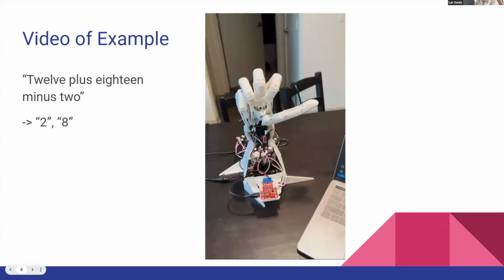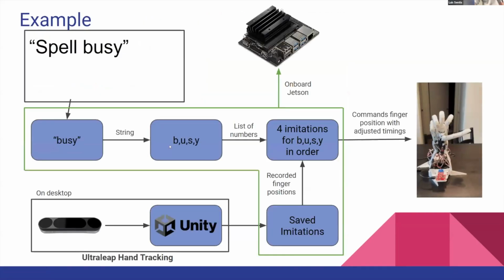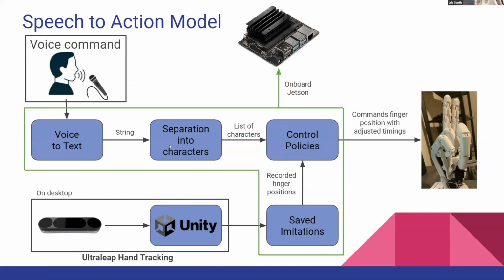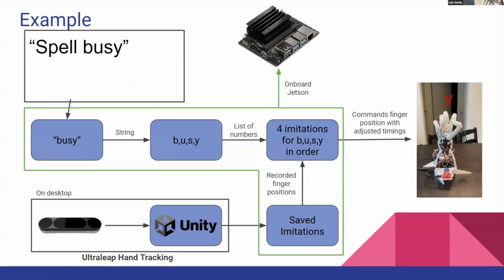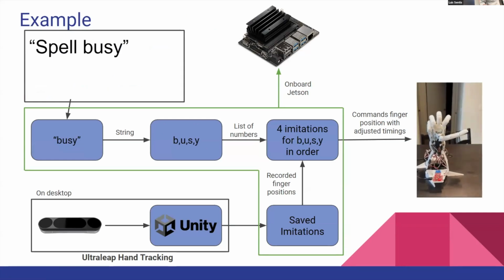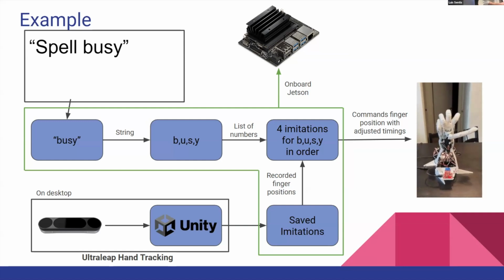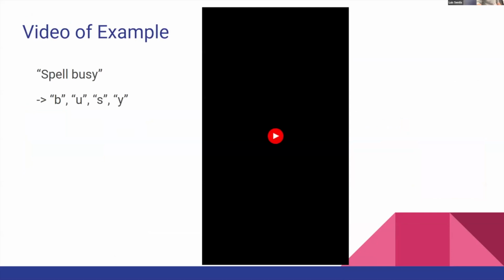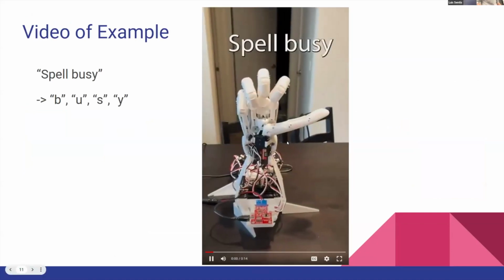The other model we had is the spelling. This is similar to the calculations, slightly different. Basically, we say spell and then a word. It separates the word into distinct letters, and then there are imitations for each of the letters. The letters are using American Sign Language? Yes. Here's another example for the word busy.